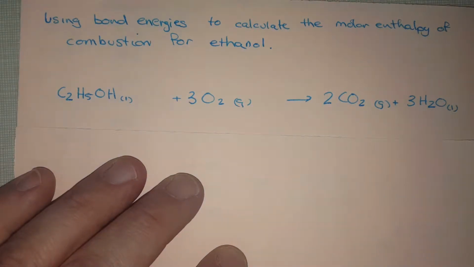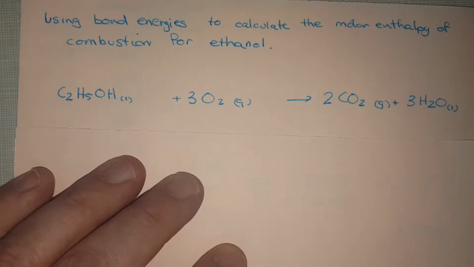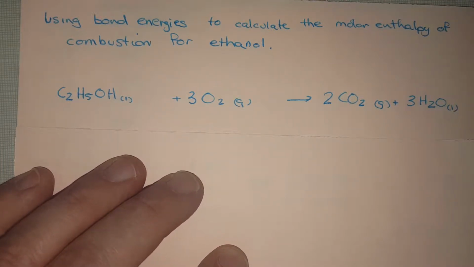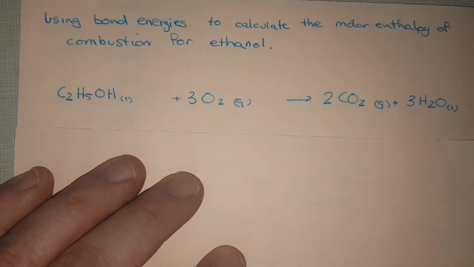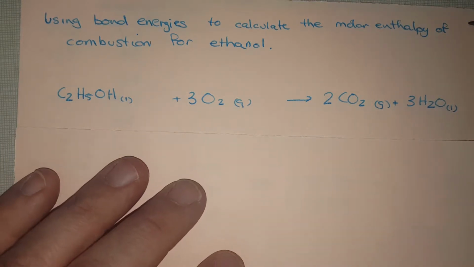Let's take a look at using bond energies to determine the enthalpy change of a reaction. Or in this case, we're asked for the molar enthalpy. So to get the molar enthalpy, we know we have to first get our enthalpy change, and then we can divide it by the coefficient in front of my entity.